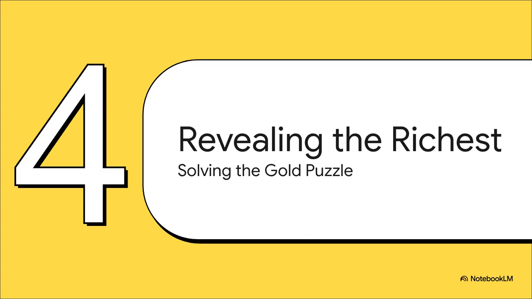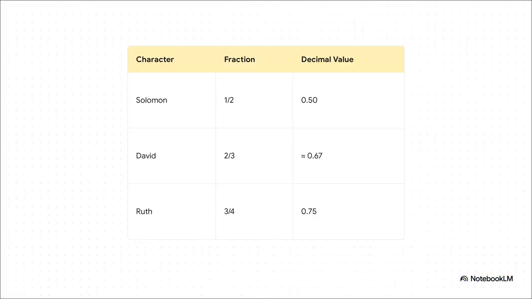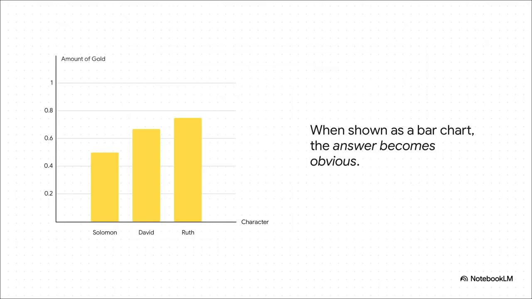All right, now that we've got the method down, we can go back to our story and finally solve the puzzle. It's time to use our little 2-step process on everyone's gold and find out who the richest person really is. And here is the whole shebang. Solomon's 1/2 becomes 0.50. We already figured out David's 2/3 is about 0.67, and Ruth's 3/4, well, that turns into 0.75.